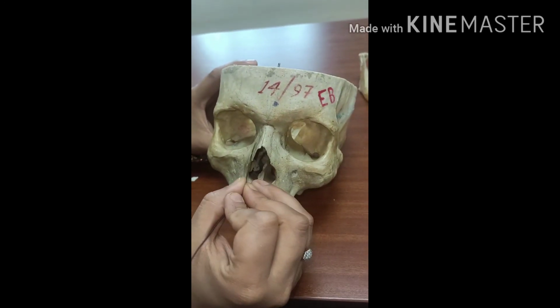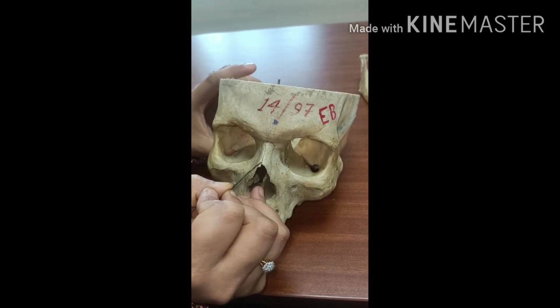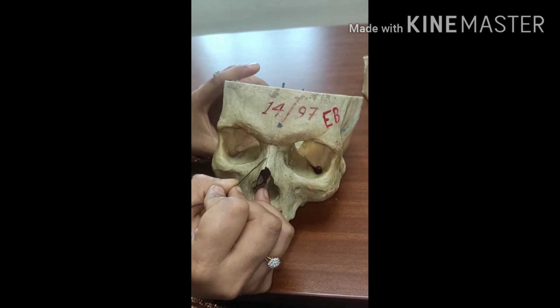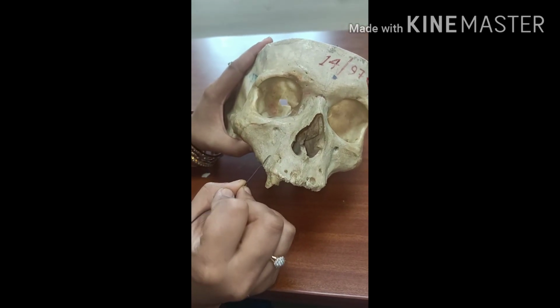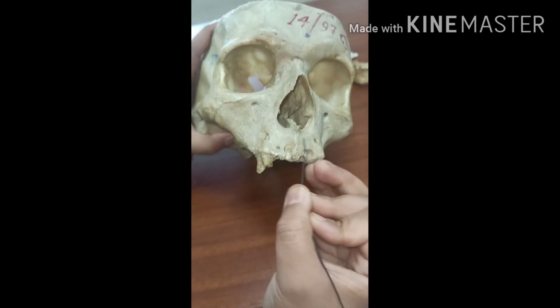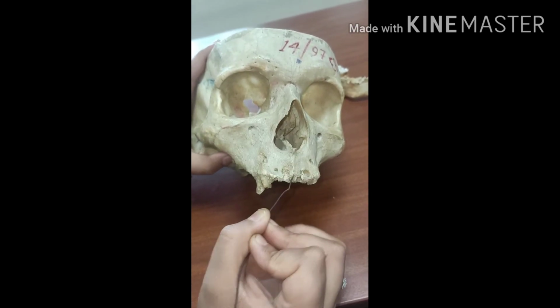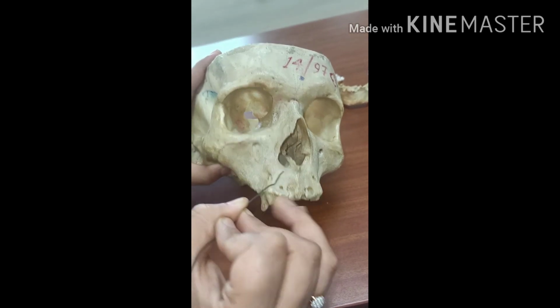So I told you which are these two bones. These are the nasal bones, which are separated from each other by the internasal suture. Next is this bone, the maxilla. You can see this suture and this suture. In between these two sutures lies the maxilla. So this bone is the maxilla.